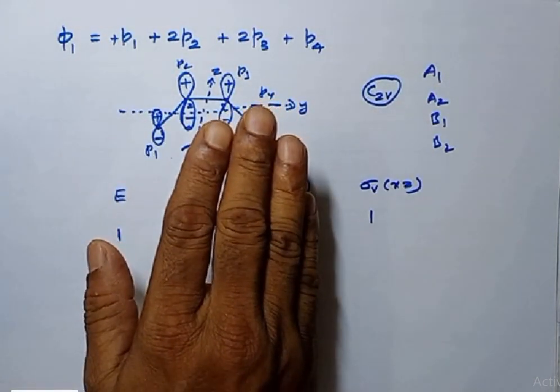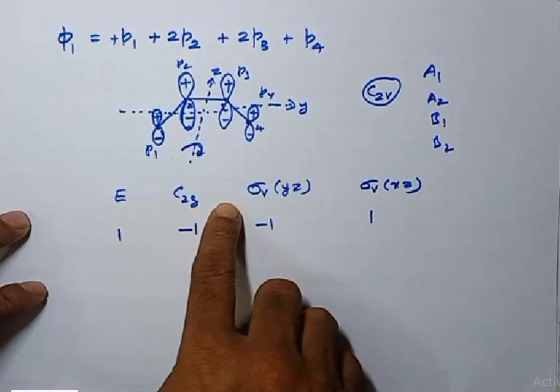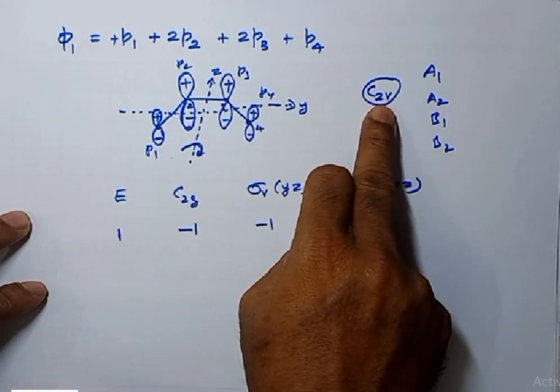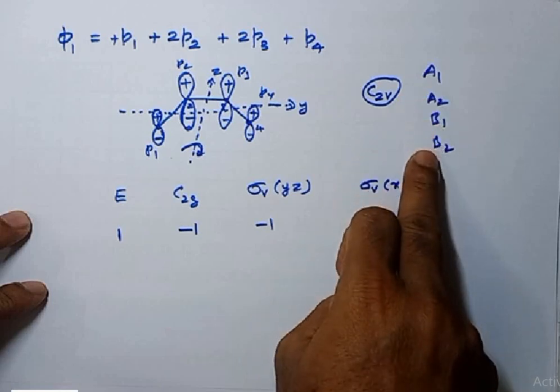Now what I'm going to do? I'm going to carry out the operations. See, cis butadiene belongs to C2V point group. In C2V point group, these are the 4 irreducible representations available.